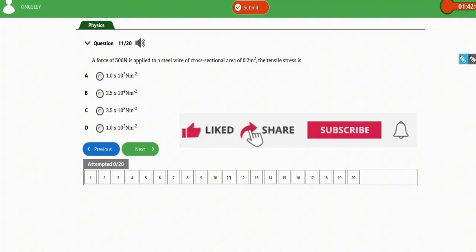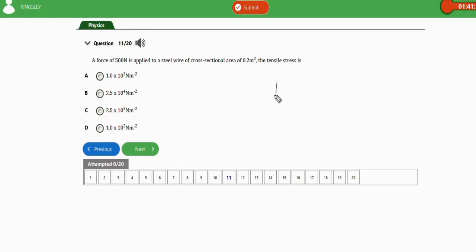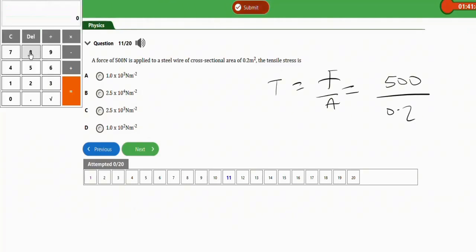So to solve this question, all you need is to apply the formula for tensile stress. So tensile stress, let me represent with capital letter T, equals force over area. So when you input the values, it will give you 500 divided by 0.2. Alright, so let's punch this on the calculator and see what it's going to give us. We have 500 divide 0.2.